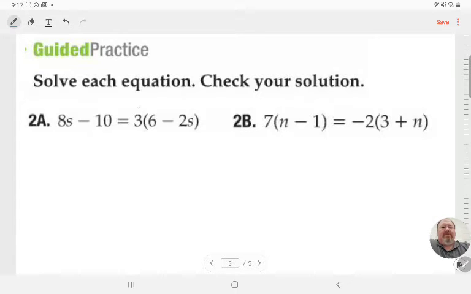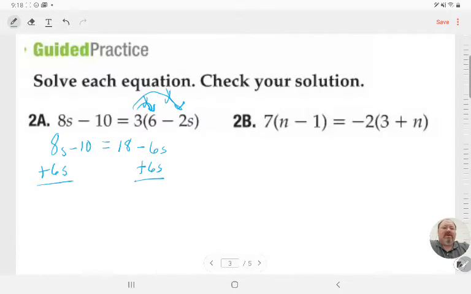So on 2a, first thing we have to do is multiply 3 times 6 and 3 times negative 2s. So I will have 8s minus 10 equals 18 minus 6s. Okay? And then since this is minus 6s, I would have to add 6s to both sides. So negative 6s plus 6s is 0, so that leaves me with 18. And 8 plus 6 is 14, so that's 14s minus 10.